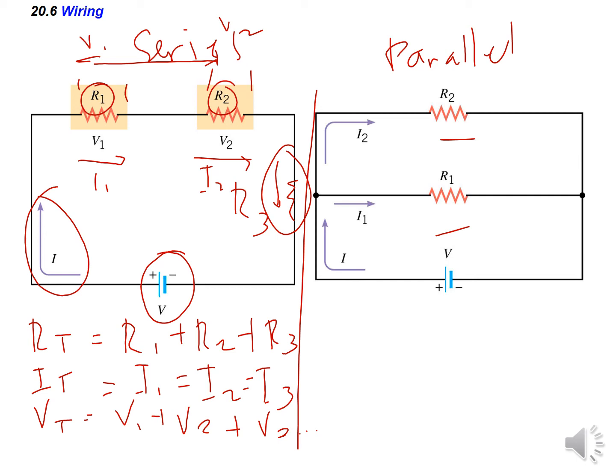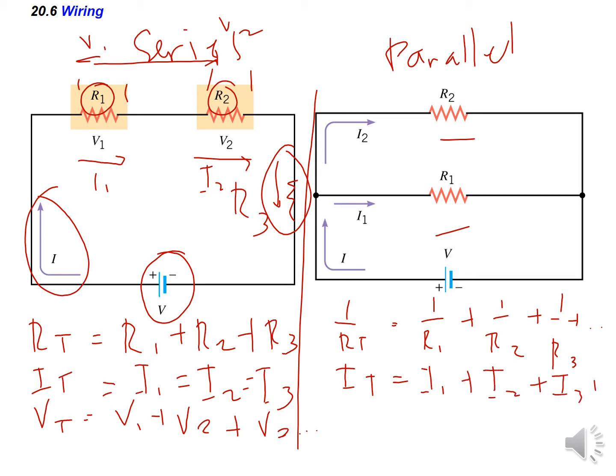For parallel connection, to get the total resistance, the reciprocal of R total is 1 over R1 plus 1 over R2 plus 1 over R3 plus additional resistances. For the current, it is not constant, so the total is I1 plus I2 plus I3 and so on. And the voltage here, whatever the value of the voltage is, that is the same voltage in the whole circuit. So the total voltage is constant: V1 equal to V2 equal to V3 and so on.